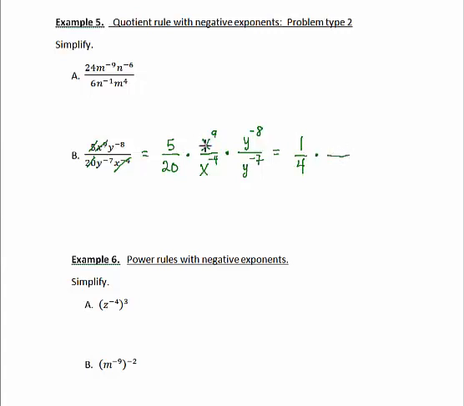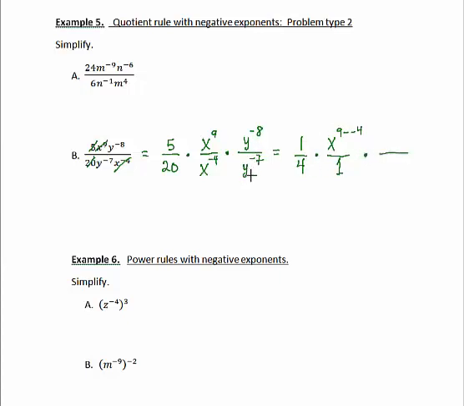But now for the fraction with the x's, which exponent is larger, 9 or negative 4? Well, the 9 is larger. And so I'll move the smaller one by subtracting the negative 4 from the exponent on the top. That leaves a 1 in the place of the x to the negative 4.